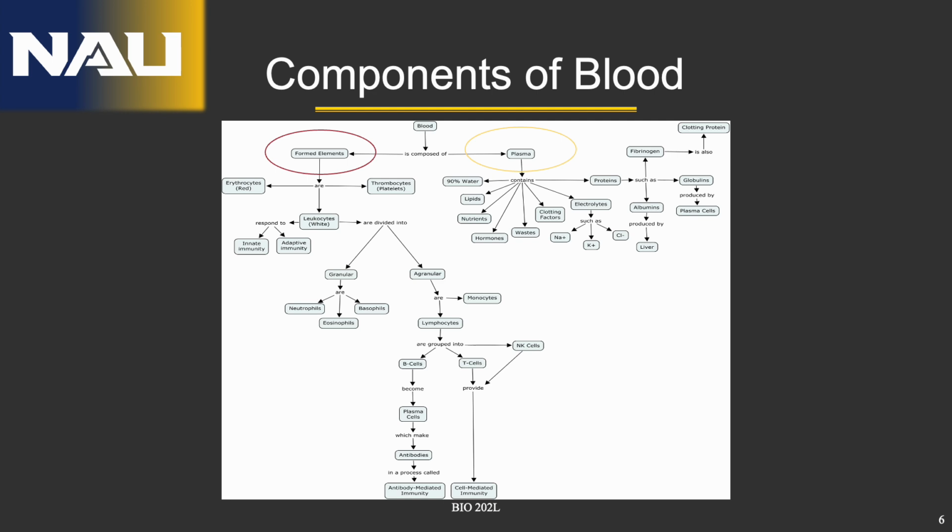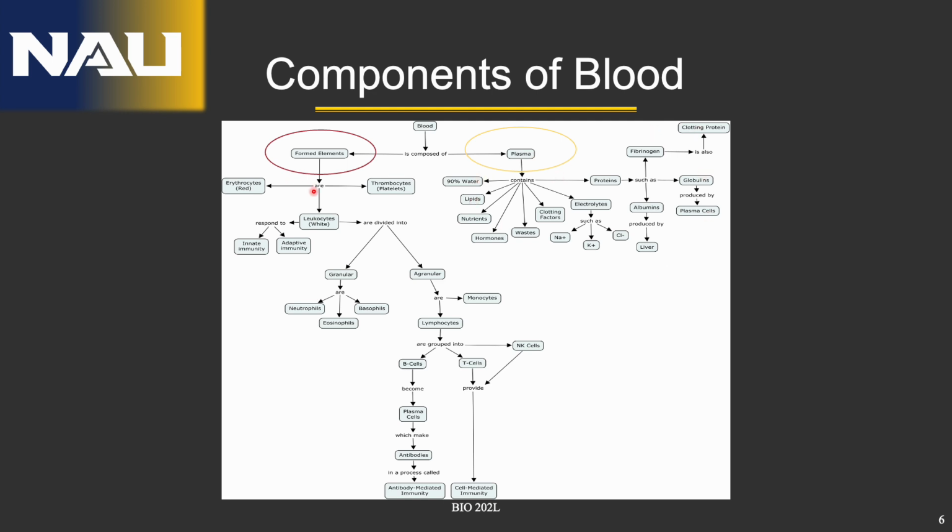This diagram illustrates the components of blood. So first we have the whole blood, right? It hasn't been separated into its formed elements and plasma. But we can see what consists of the plasma. All of this stuff, you can pause and review that.